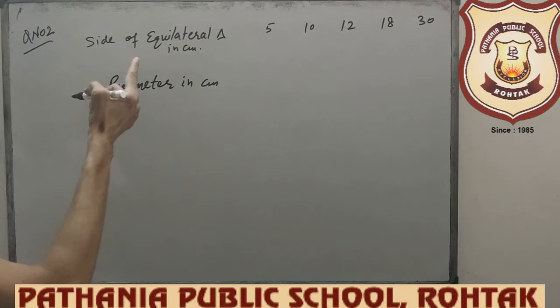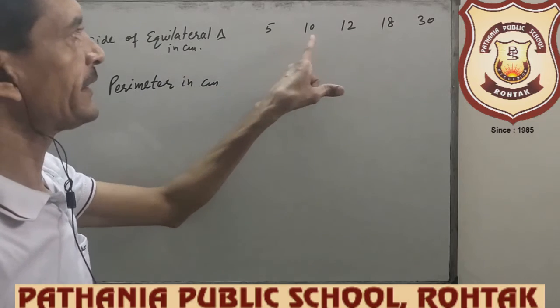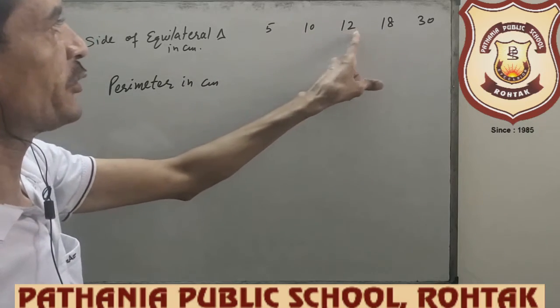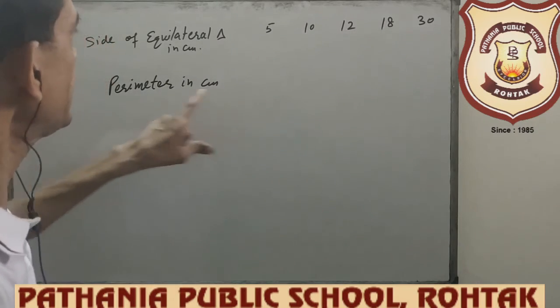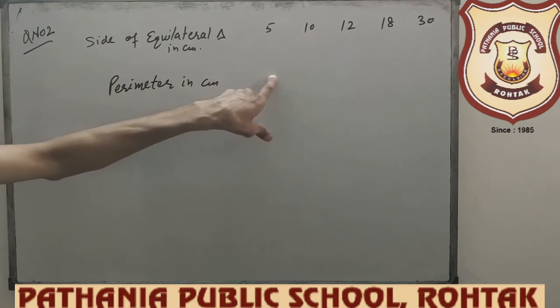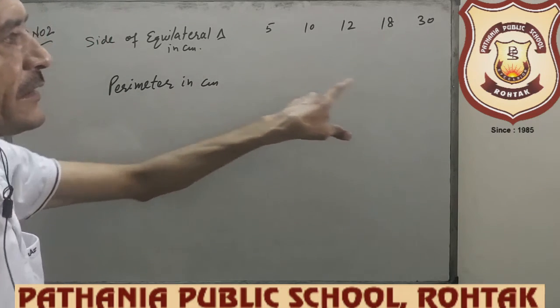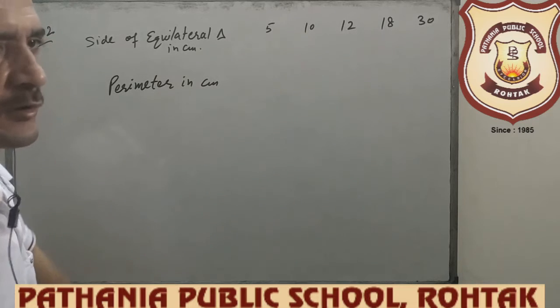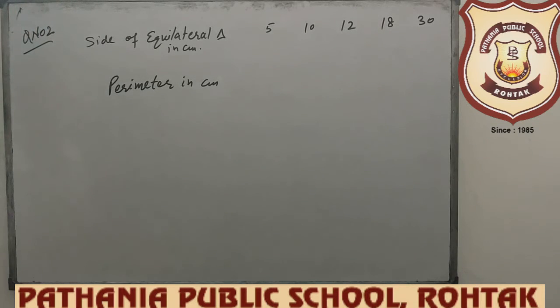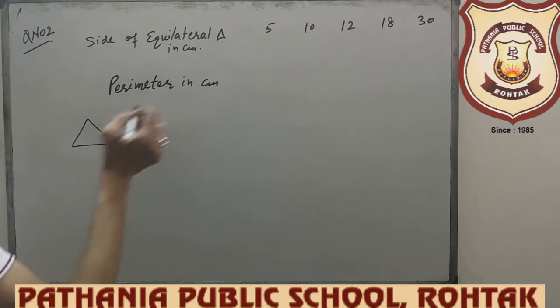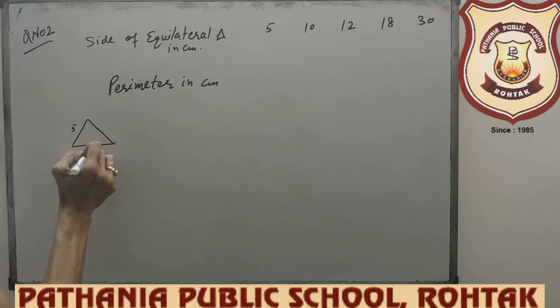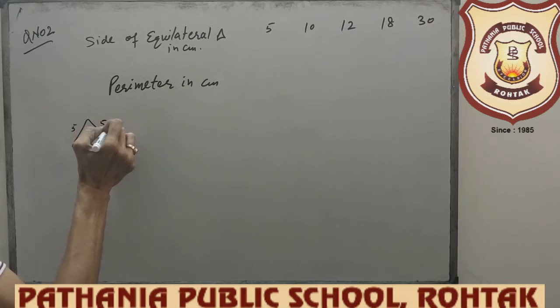In this question, the side of an equilateral triangle is given in centimeters: 5, 10, 12, 18 and 30 centimeters, and perimeter in centimeters is on the second row, but the values are not given. So by using your knowledge, you should complete it. What is an equilateral triangle? An equilateral triangle is that triangle in which all sides are equal. In the first case, it is 5 centimeter, 5 centimeter, 5 centimeter.